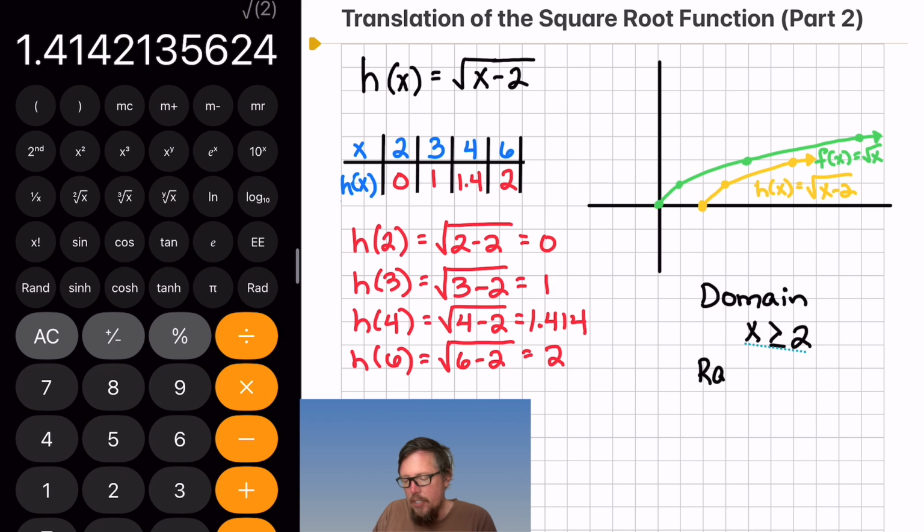The range, on the other hand, is the same as the range for the parent function. We managed to get the range all the way down to 0 when we plugged in 2, our output was 0. So the range, just like for the parent function, is all of the numbers 0 and higher.